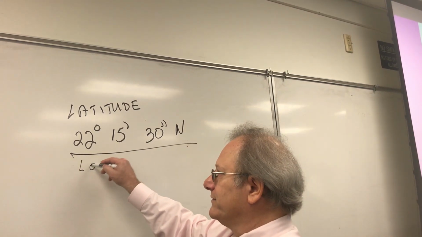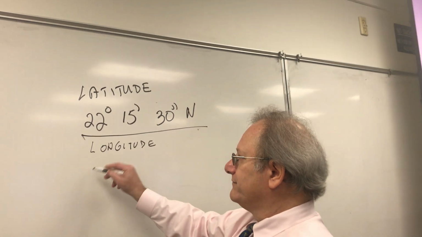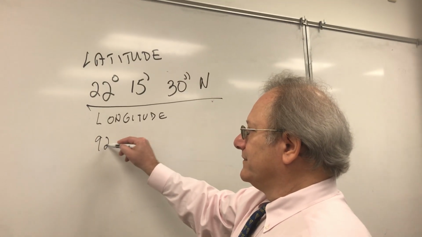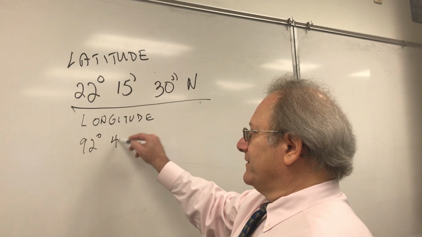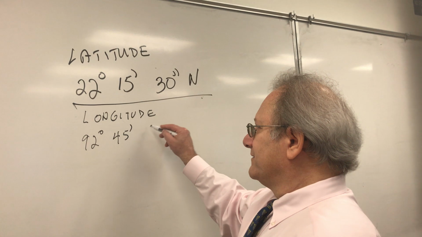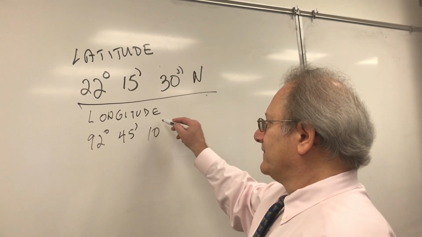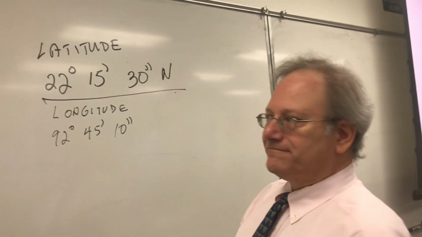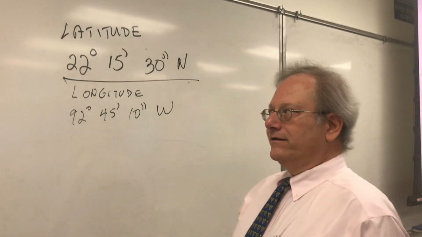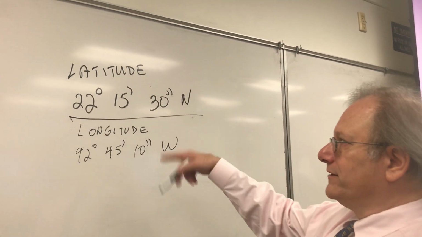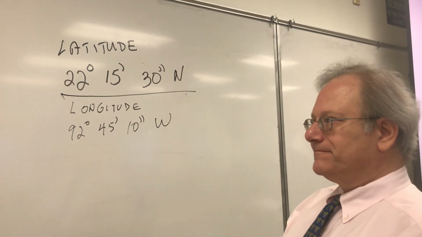You can have the same kind of thing: 92 degrees, 45 minutes, and I don't know, 10 seconds, let's say west longitude. So those are sort of natural ways of writing these things.